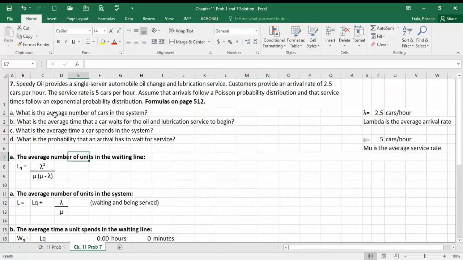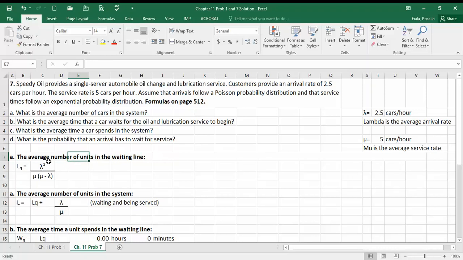Letter A asks, what is the average number of cars in the system? Well, if you notice, I put A and A. The reason is, the average number of units in the system means they are waiting, but they already input their information in the system. They know they are there. However, to define the average number of units in the system, which is L, you're going to need to know LQ. Therefore, we're going to calculate LQ first, which is the average number of units in the waiting line. They haven't been put in the system yet.